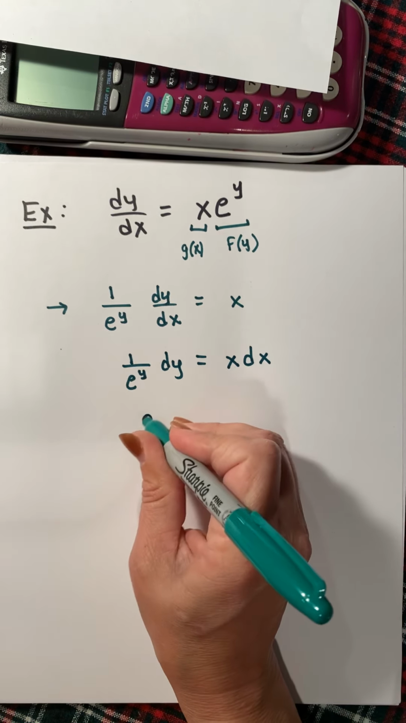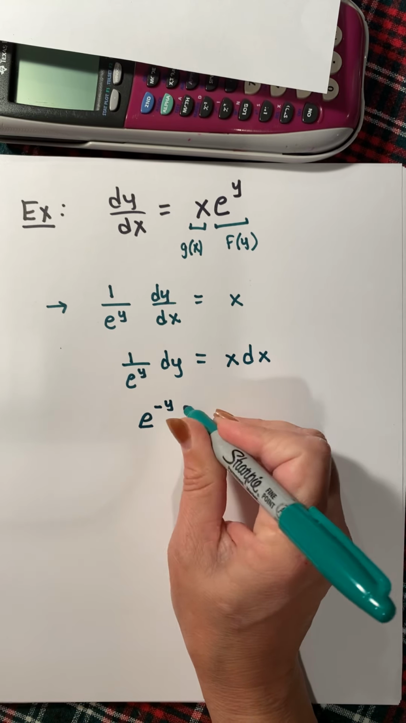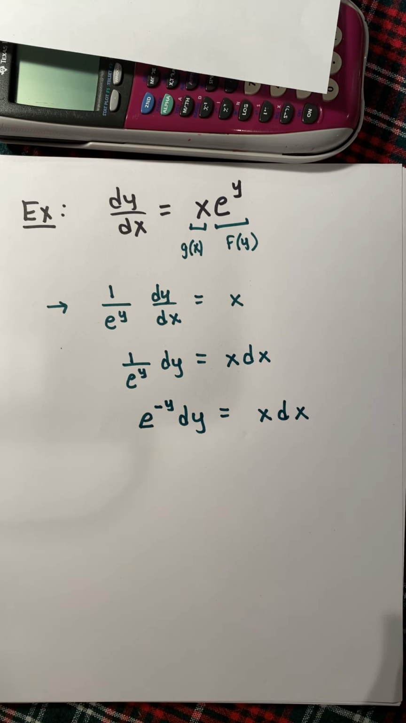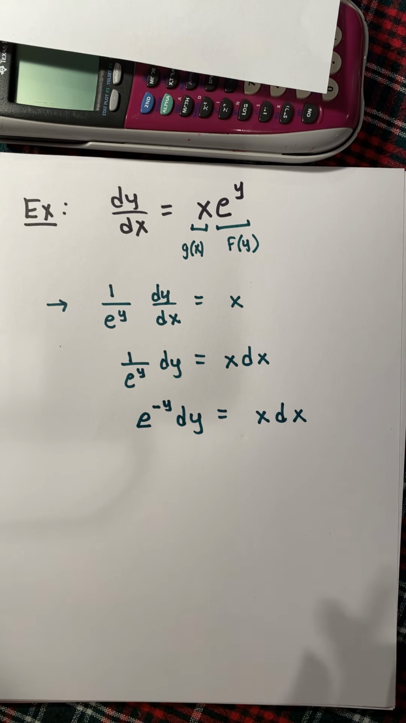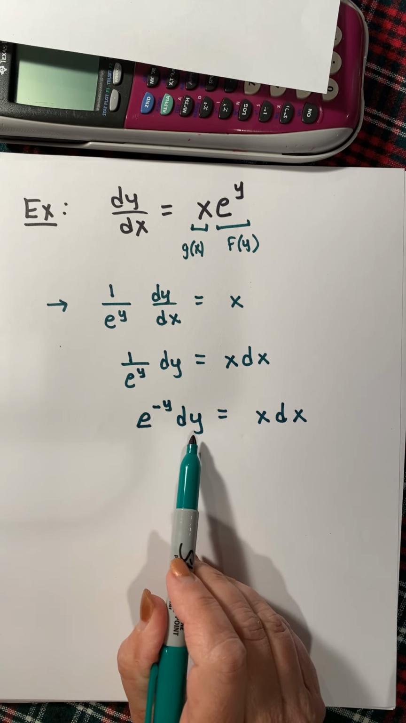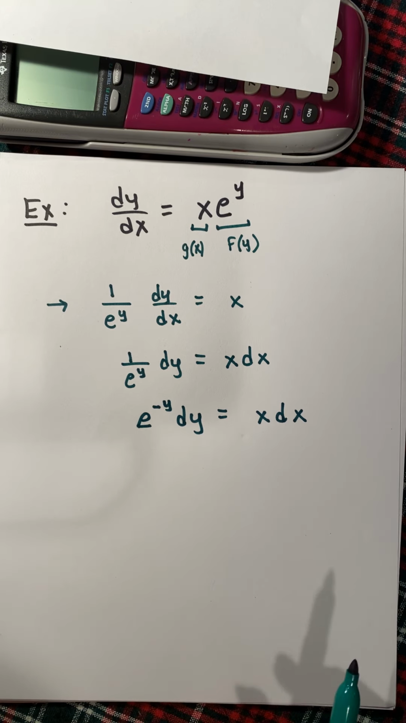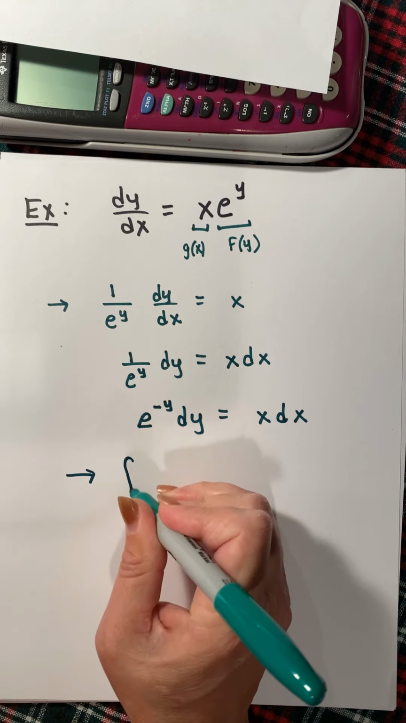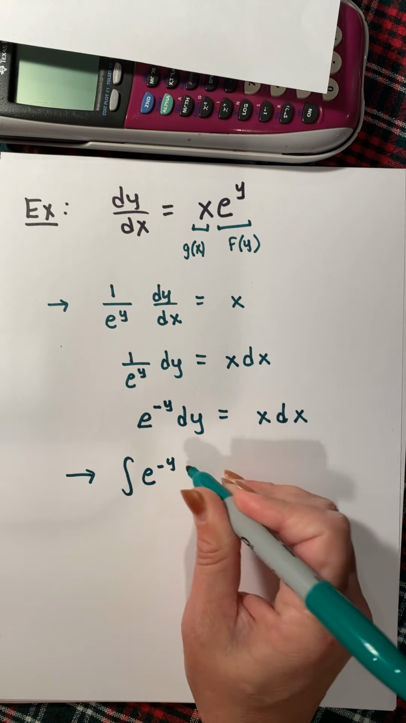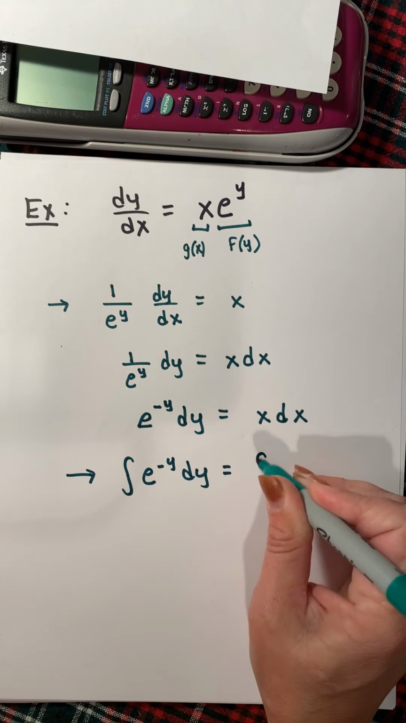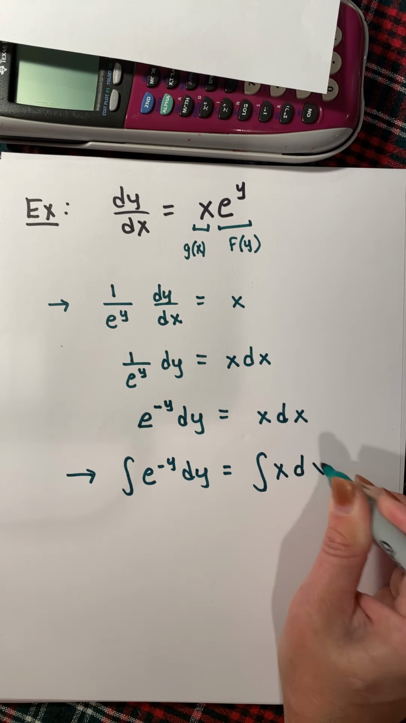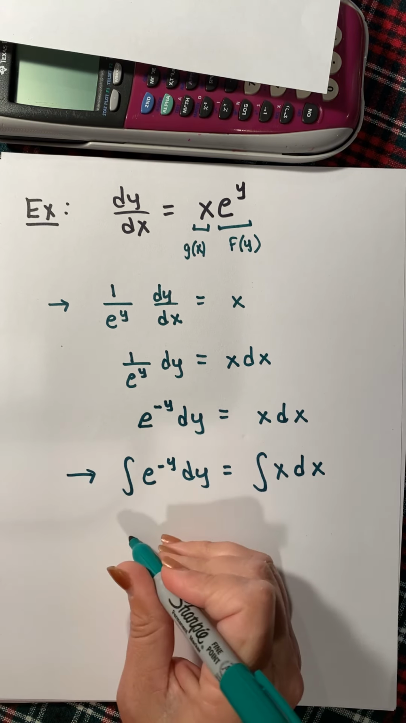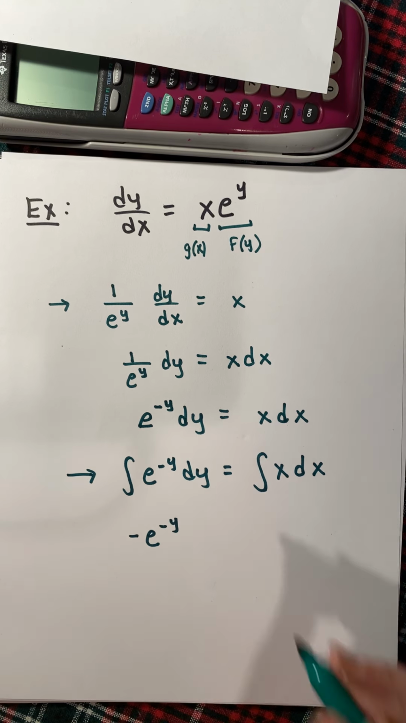And then I'm just going to write this as e to the negative y. It's easier for me to see when we're integrating. So now we have a function of y times the differential dy equals a function of x times the differential dx. So now, once we can get it in this form, we attempt to integrate both sides. And this works nicely because both sides here integrate nicely. The antiderivative of e to the negative y dy is negative e to the negative y. And you can check that.